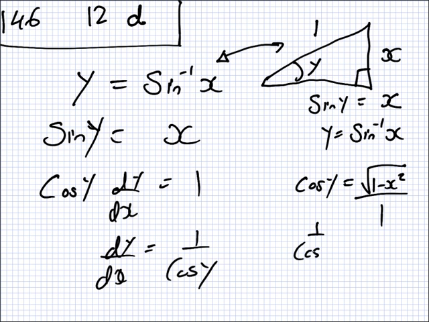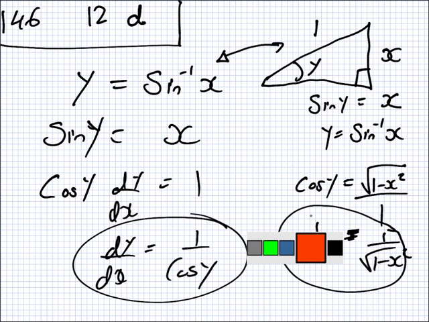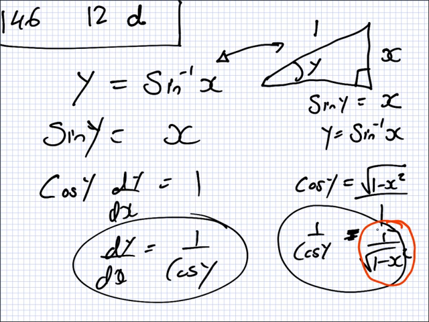What's 1 over cos y equal to? If we reciprocal both sides, what do we get on the right? 1 over root 1 minus x squared. So that's 1 over cos y, but 1 over cos y is dy/dx. So the answer is this, 1 over root 1 minus x squared, which is the answer at the back, I'm sure.